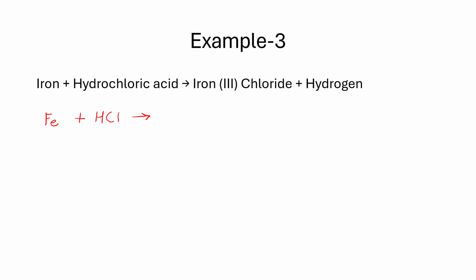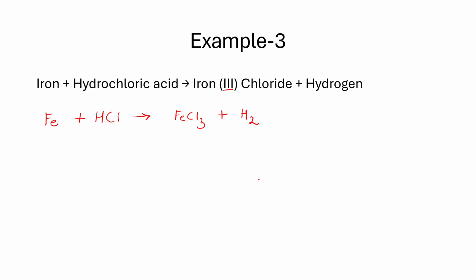And the product formed is iron 3 chloride. So we know that iron here has a valency 3 and chlorine is in group 7, so chlorine has a valency of 1. So if we cross multiply, the formula of iron 3 chloride comes out to be FeCl3, and we get hydrogen gas, which we know is a diatomic molecule, so that is H2. Alright, so this is our skeletal equation.